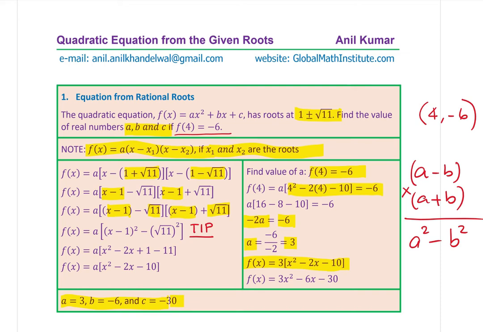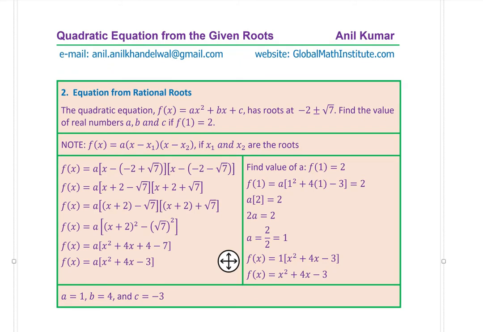You can now pause the video and answer the second question, which is very similar. The roots this time are minus 2 plus minus square root of 7, and the point is (1, 2). So the point P here is (1, 2). Same concept, and that's what I did here. Once you've done, check with my solution.